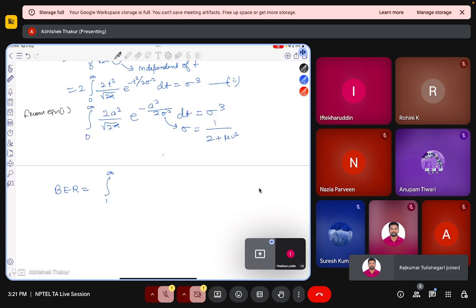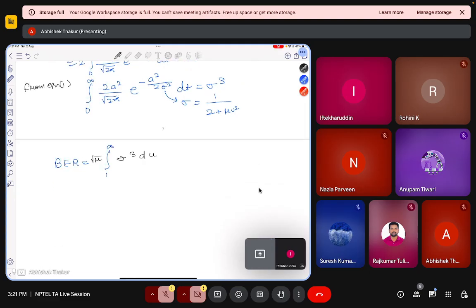So 1 to infinite. So this is sigma cube. So sigma cube is du, and the square root of mu will come out. So here we can write this as the square root of mu, 1 to infinite, sigma cube will be 1 by 2 plus mu square to the power of 3 by 2 du.